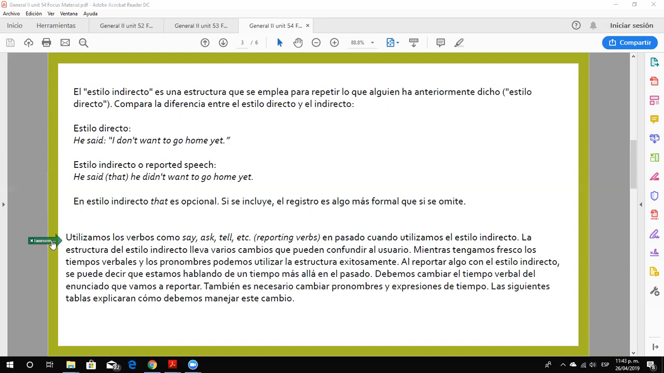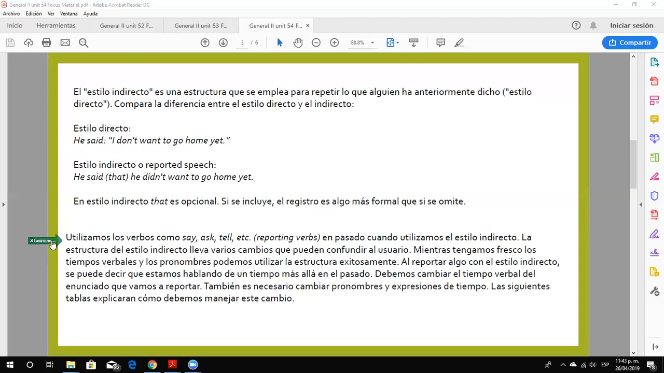We use some verbs like say, ask, tell, etc. They are the reporting verbs. In the past, when we use indirect speech, the structure has several changes that can mix up the user. Meanwhile, if we review all of the verb tenses and the pronouns, we can use the structure successfully.